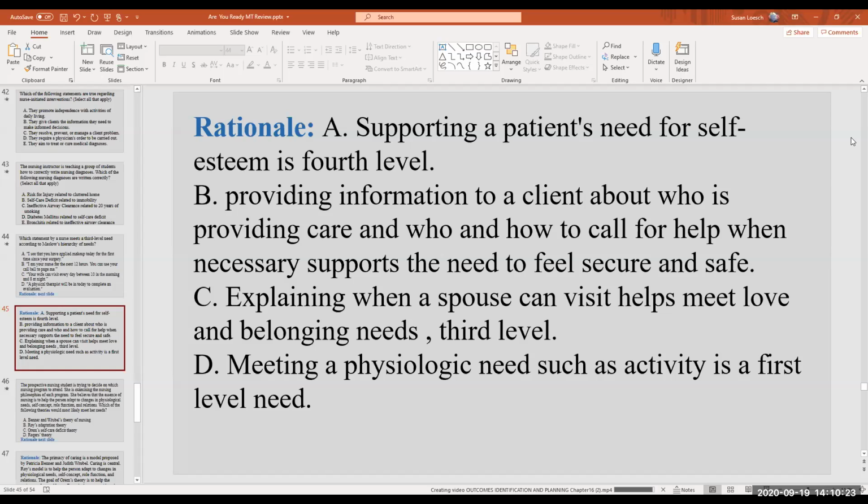Explaining when a spouse can visit helps meet the love and belonging needs, which is the third level. And then meeting a physiological need such as activity is a first level need. Sorry, it threw me off there because of the first statement. Let me read. Okay.